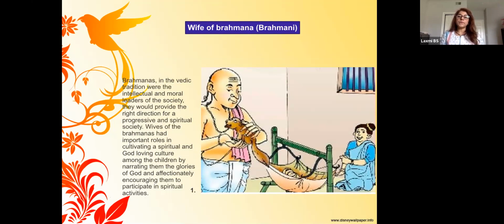While Brahmins would do that, their wives also had an important role of cultivating a spiritual and God-loving culture among all the kids. So even though Brahmins were responsible for doing this, Brahmanis at the same time had these bigger responsibilities to help support Brahmins do their job better. So the third one is the wife of a Brahman, who is a Brahmani.